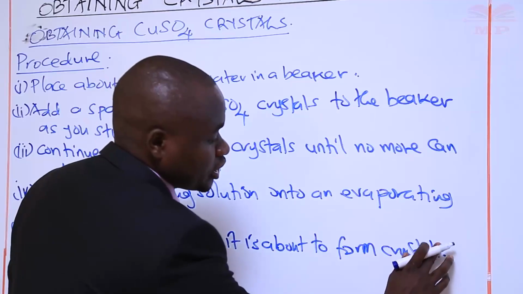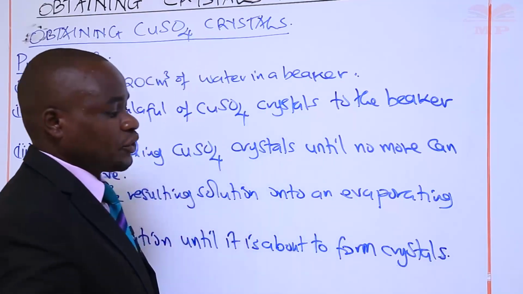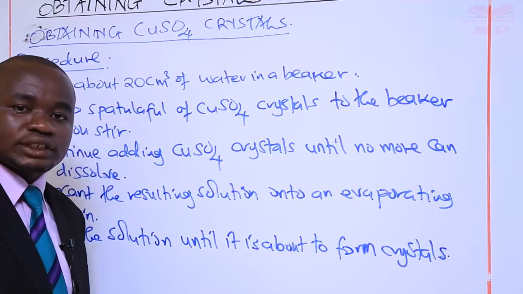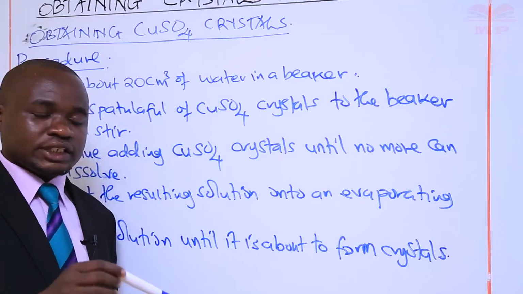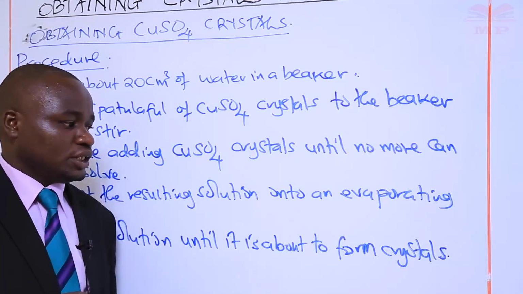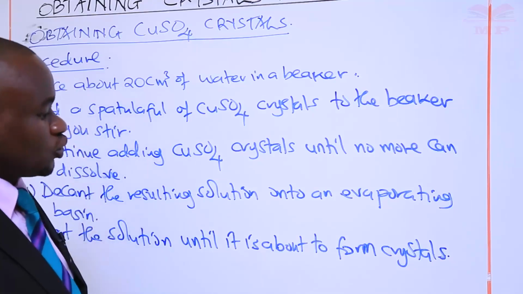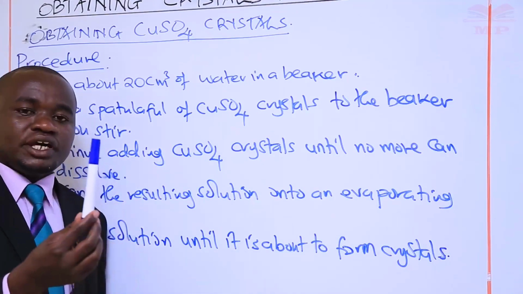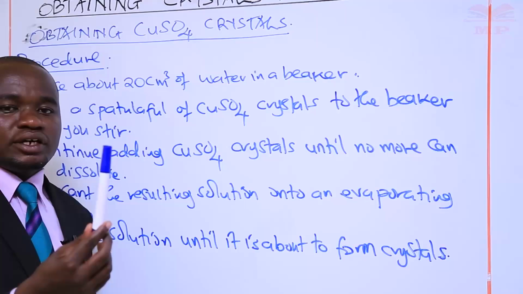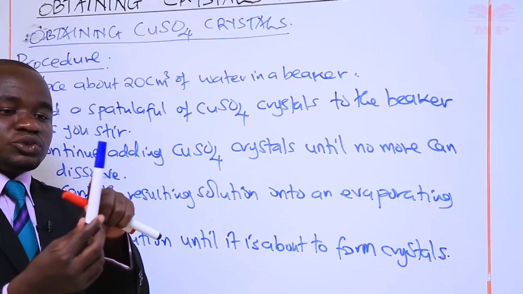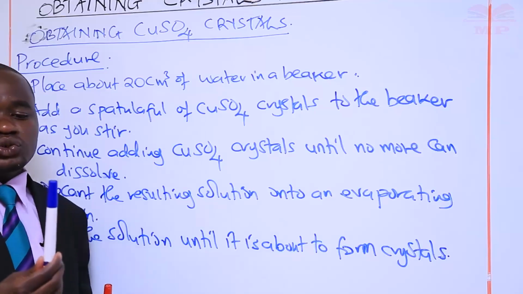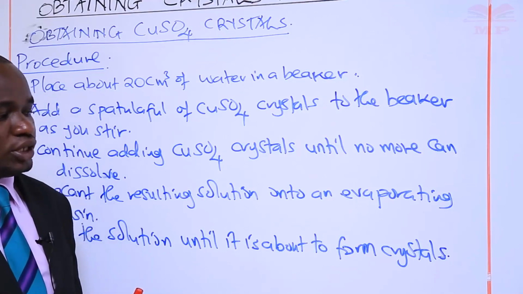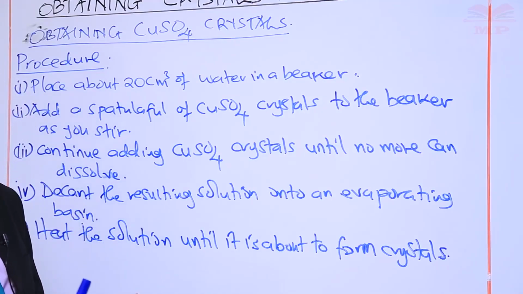How will you be able to tell that the solution is now ready to form crystals? We do that by using a glass rod. So we shall take a glass rod, dip it into that saturated solution, hold it in the air, and then observe the glass rod. When you see crystals on the glass rod, after allowing it to cool, it will mean the solution is ready to form crystals. So if it is ready to form crystals, we now stop heating and allow it to cool.